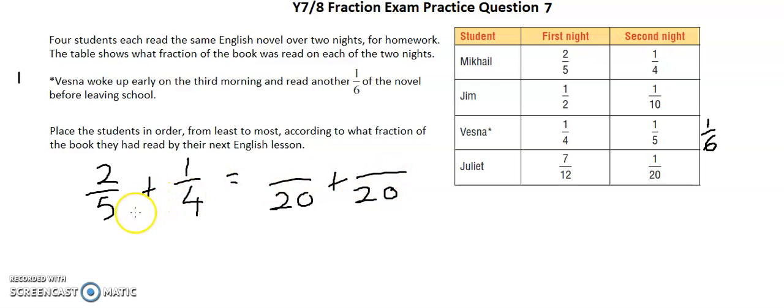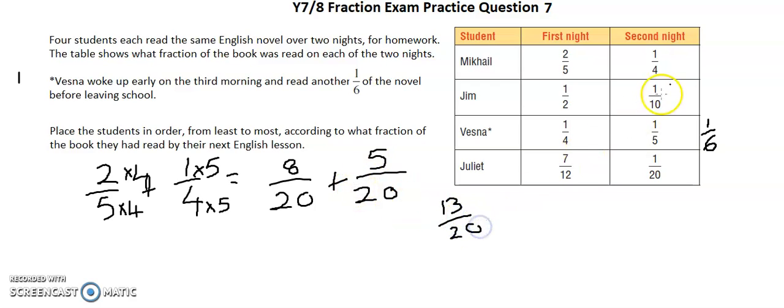So what do I need to do to 5 to get it to 20? I times it by 4, which means I'm timesing 2 by 4 to get 8. Likewise, with my 4, I'm timesing it by 5 to get to 20, so I'm timesing my 1 by 5. So that means 8 plus 5 equals 13 over 20. 13 over 20.